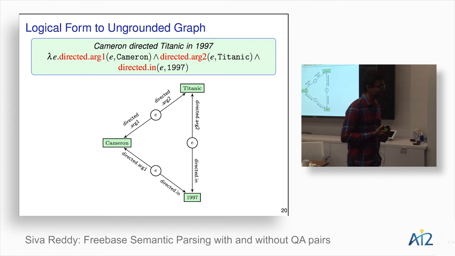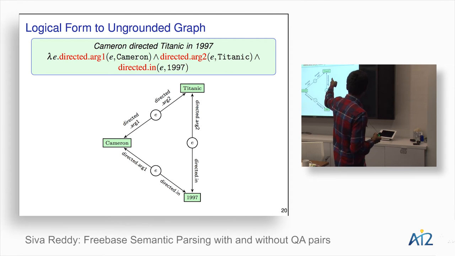Oh yes, yeah. I do create cliques. So in this case, I create cliques because there are three entities participating in a single event. But if there are two different events, it may not be a complete graph.